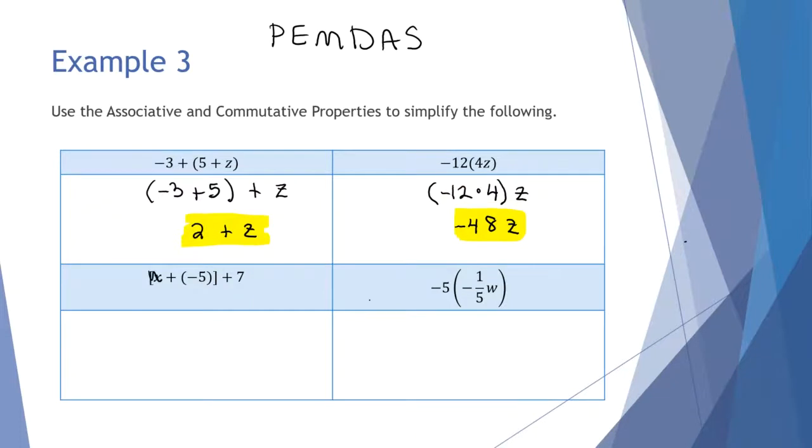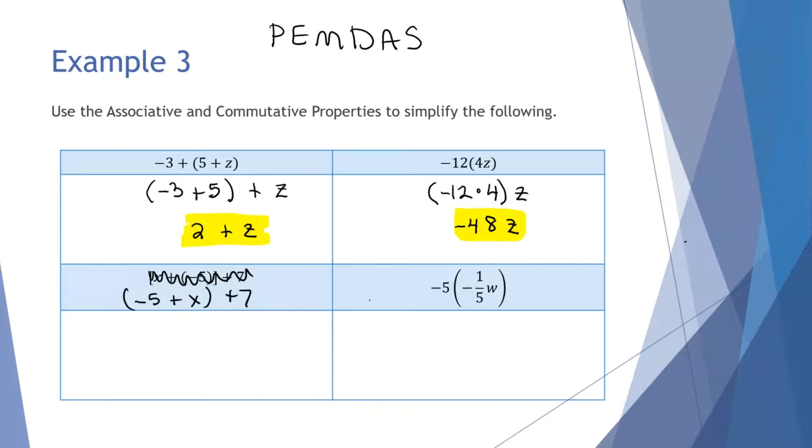Now I'm going to change this bottom one and rewrite it differently. I'm just flip-flopping stuff. So here I have -5 plus x in parentheses plus 7. And I want to simplify. If I've moved my parentheses to go around the x plus 7, that doesn't help me because I can't add x and 7 together.